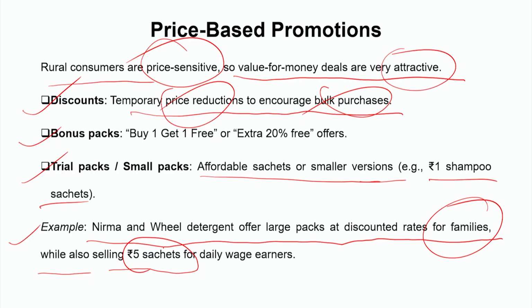The companies are offering products of different nature. They want to match to the requirement and needs of the customer. Say, if you are going to buy a pack of Nirma or a Wheel detergent powder for a family, you are going to have an extra 20%, the product will be there. Or if you are going to buy a product for one single individual, you are going to buy it in a 1 rupee or 2 rupee sachets.